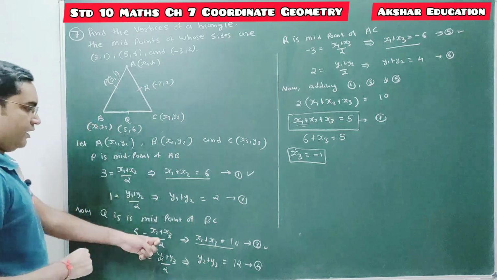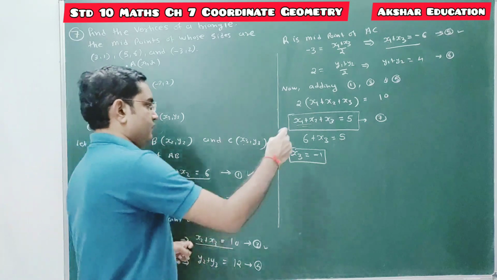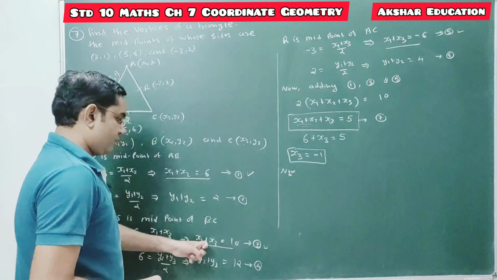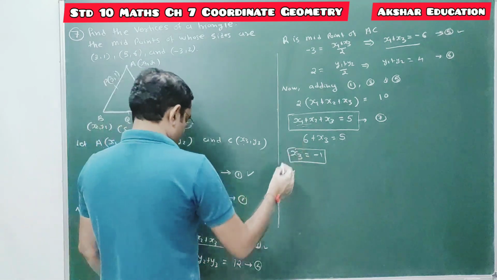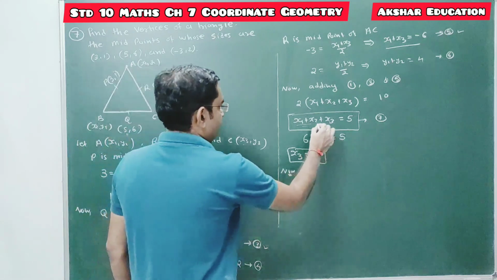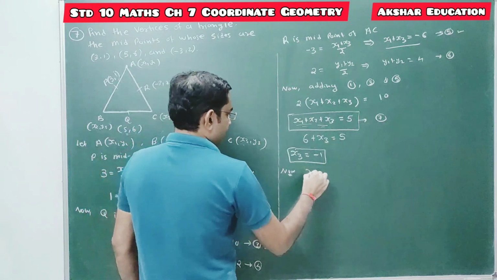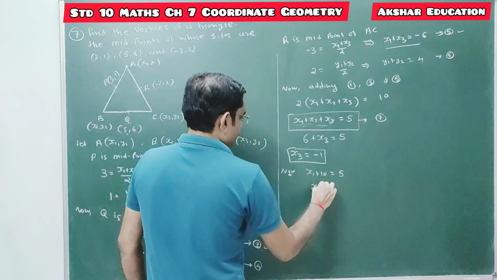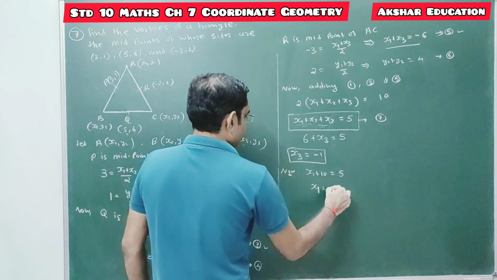Clear? Now put value of equation 3 in 7. So we are getting x2 plus x3 equal to 10. So it's x1 plus 10 equal to 5. So x1 is 5 minus 10 is minus 5.